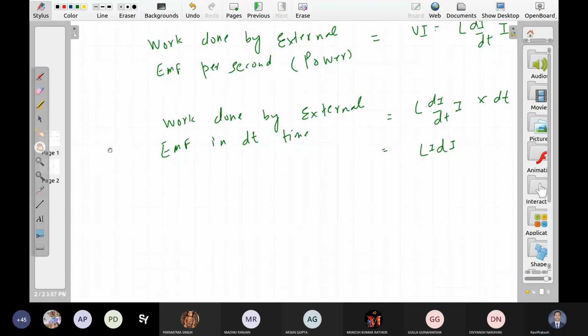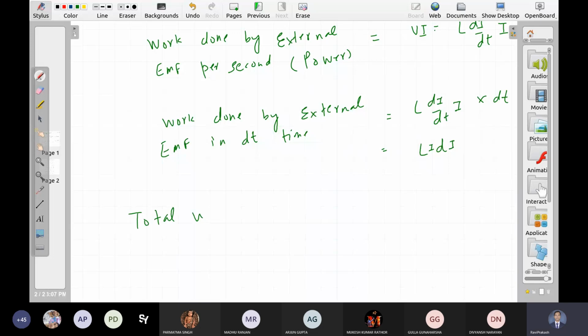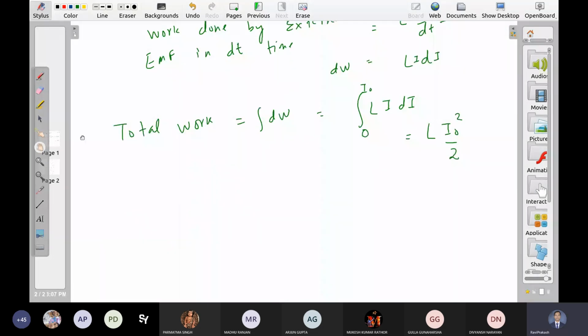Total work is how much? Integration over this work is equal to integral of L I di. What is the limit on I? Initially current was 0 and finally current becomes I naught. So L is constant and this becomes half L I naught square. So this is the work the battery has to do to set up a current I naught in a loop. This much work the battery has to do to set the current.